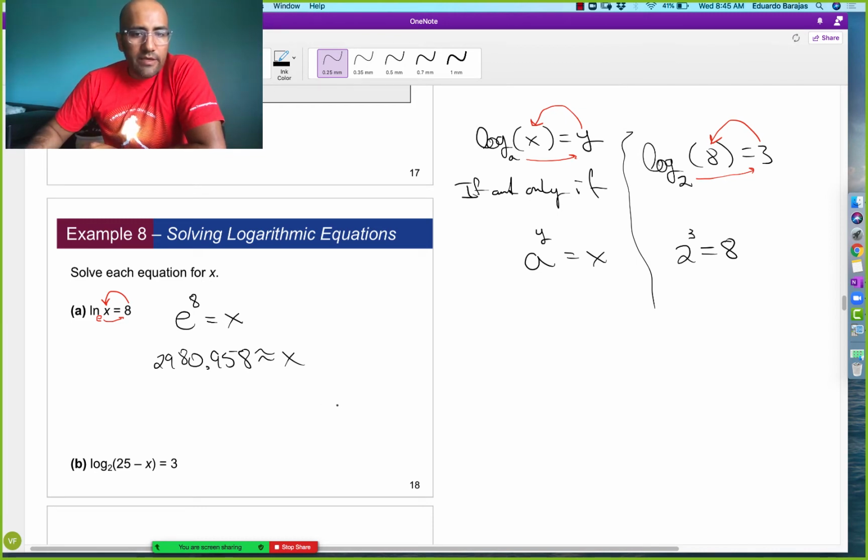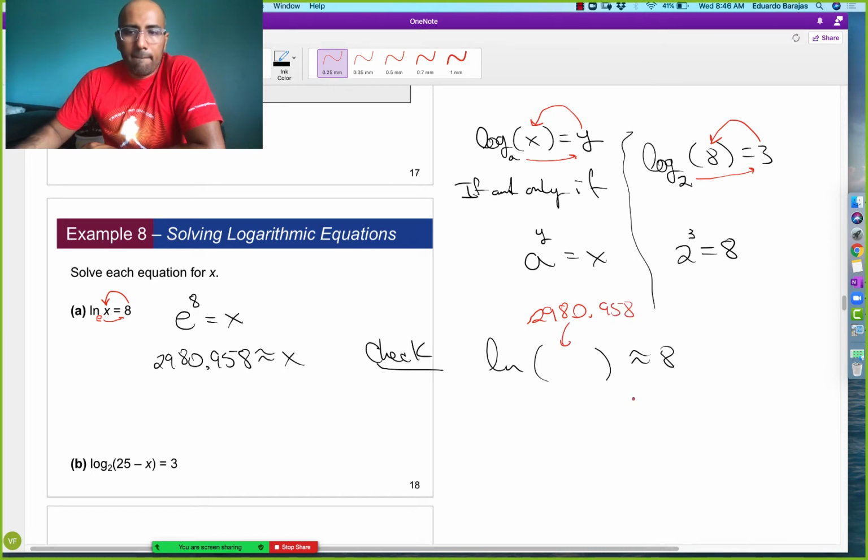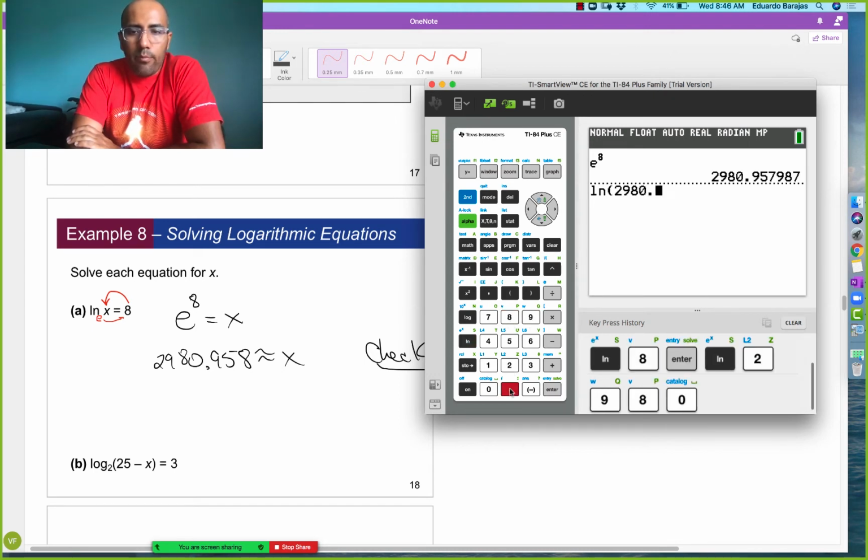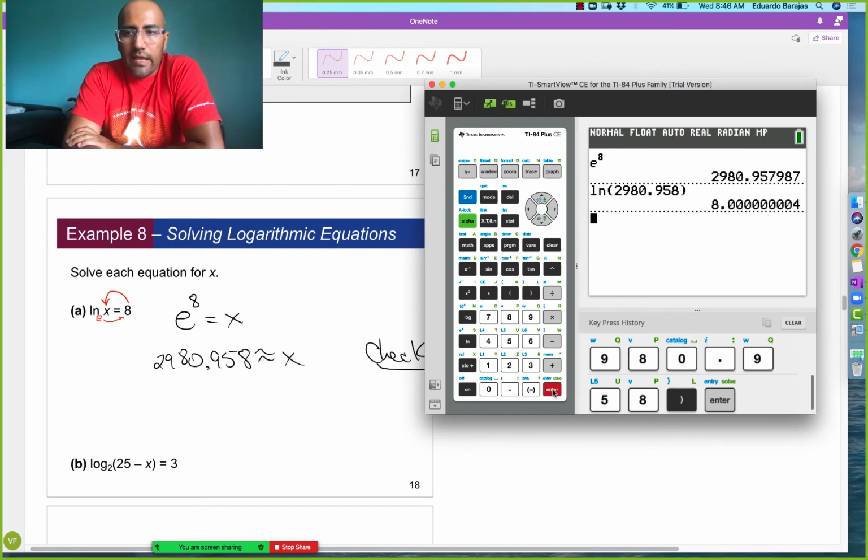Good. And we can check it to make sure. If it works, it must be the value such that ln of that number is approximately equal to 8, right? So we can check it by plugging that number into the original equation, and again we can use our calculator to check that. So ln of 2980.958 approximately should be pretty close to 8. And it is, with a little bit of rounding issues. Any questions?